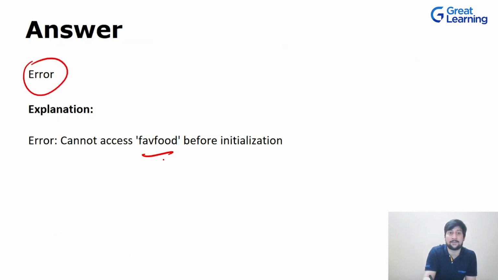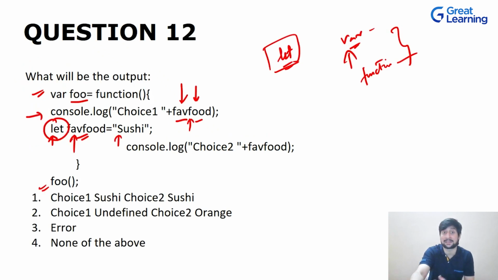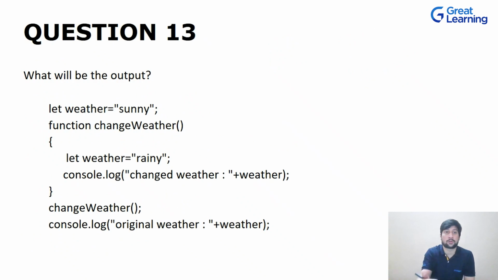It will say fav food, you are trying to access fav food before its initialization. That is the traditional system that we are familiar with, right? This should happen. And JavaScript made sure that this traditional thing is followed with the help of this let keyword. So the correct option is error. Now let's move on to the next question.